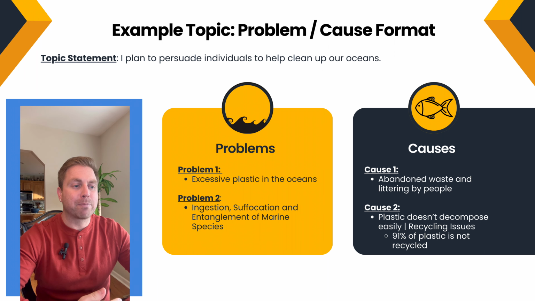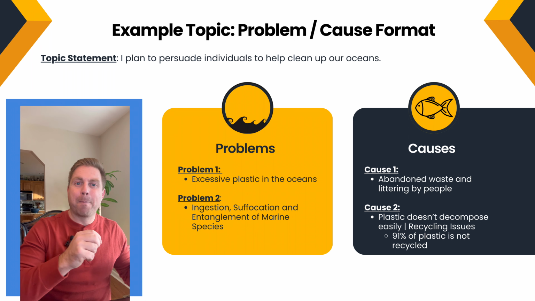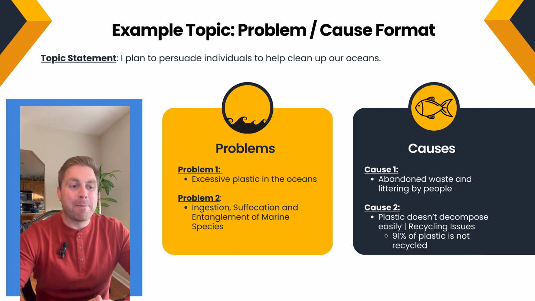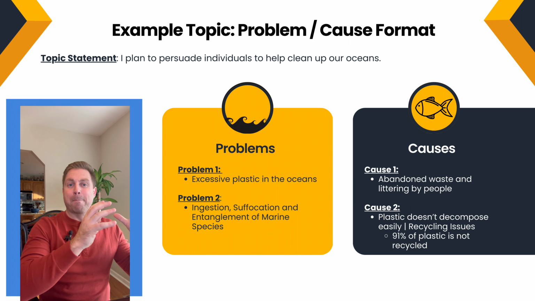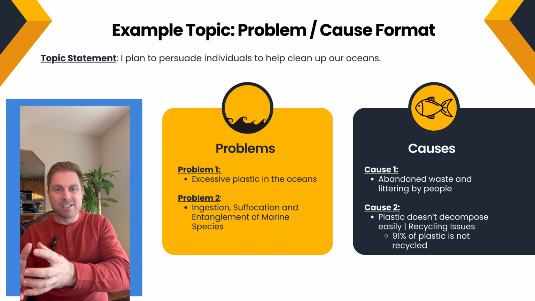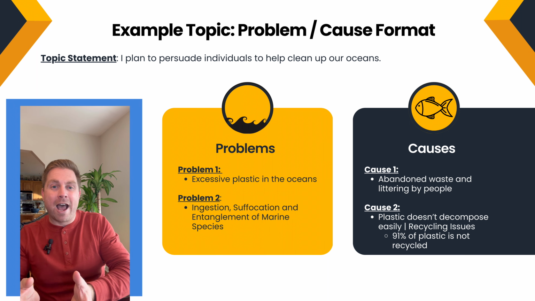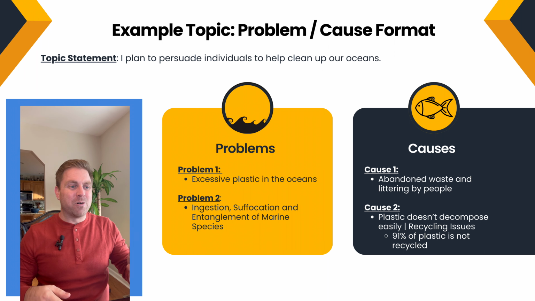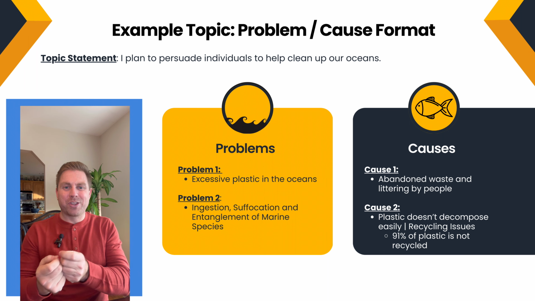And then let's dive down. Look at problem two. Is that we have animals that are ingesting and suffocating and getting entangled in all this litter that's in the ocean. All right. Why does that happen? Boom. That gives us cause two, is that plastic doesn't decompose. And if you notice, 91% of plastic is not recyclable. So the biggest element right here is that problem one is associated with cause one. And you have to ask yourself, all right, this problem exists. Why? And that's going to give you the cause. So make sure that you're linking problem one with cause one, and then problem two with cause two.